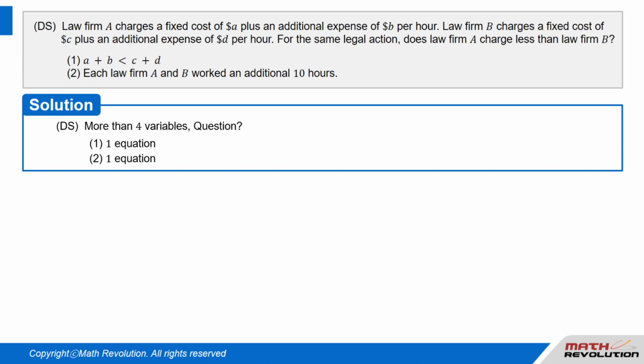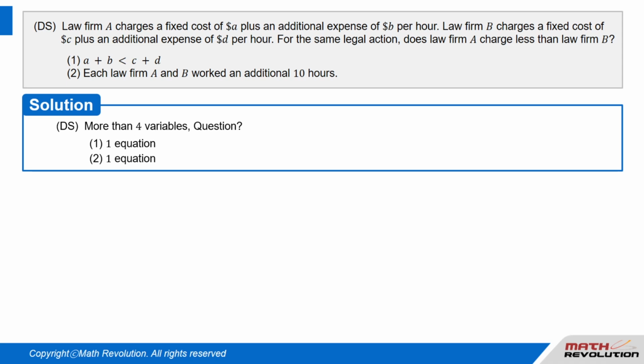DS. More than 4 variables. Question. Condition 1. 1 equation. Condition 2. 1 equation. DS question with more than 4 variables. Let the original condition in a DS question contain more than 4 variables.